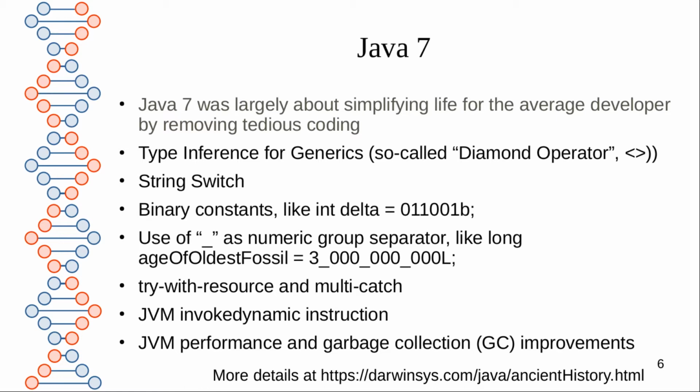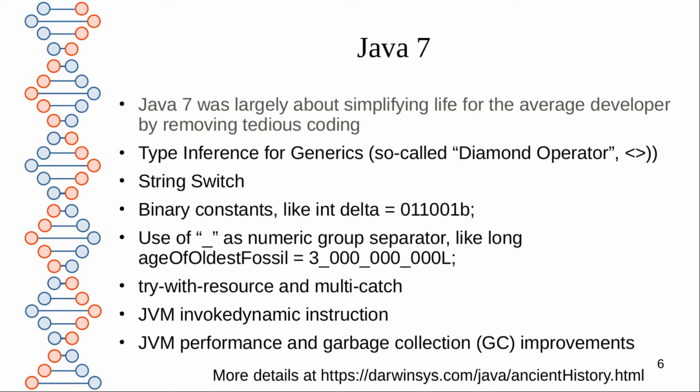JVM invokedynamic is a machine instruction in the JVM that is used by other languages, and it's designed to make it easier for other languages to cooperate in the JVM. I don't have slides on that because it's a machine level thing. And JVM performance: it's faster and there's better garbage collection. Garbage collection is one of the things that they work on in practically every release. There's a team that specializes in looking at garbage collection, and there's almost always improvements in that area that will make your programs run better.